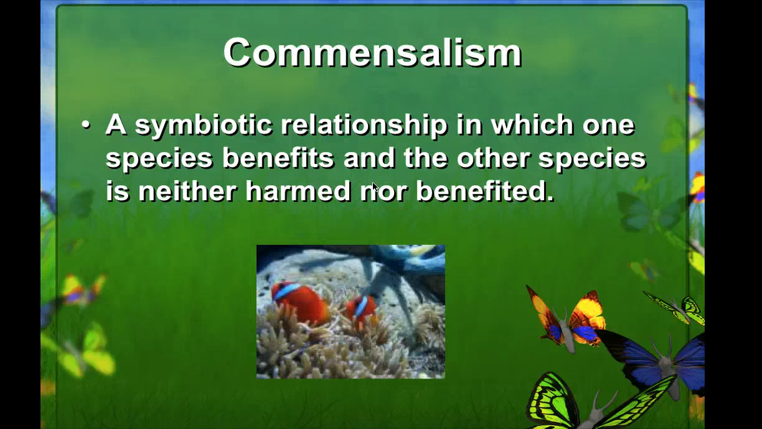Commensalism, a symbiotic relationship in which one species benefits and the other species is neither harmed nor benefited. So the sea anemone and the clownfish. The sea anemone receives no benefit from the clownfish being there. The clownfish gets the protection from the sea anemone, so therefore the clownfish has a home.